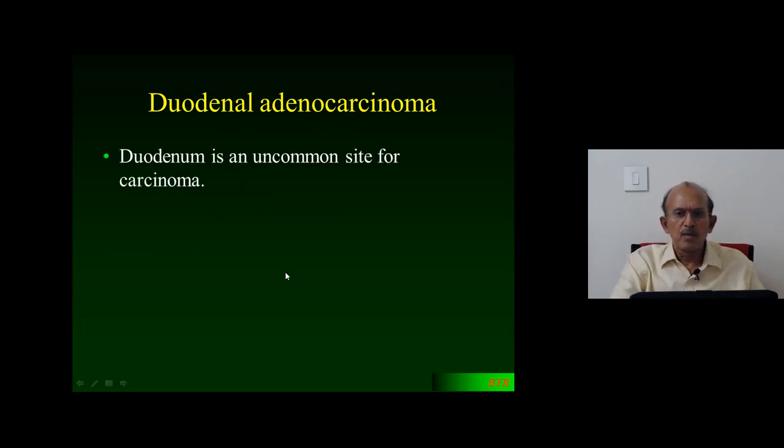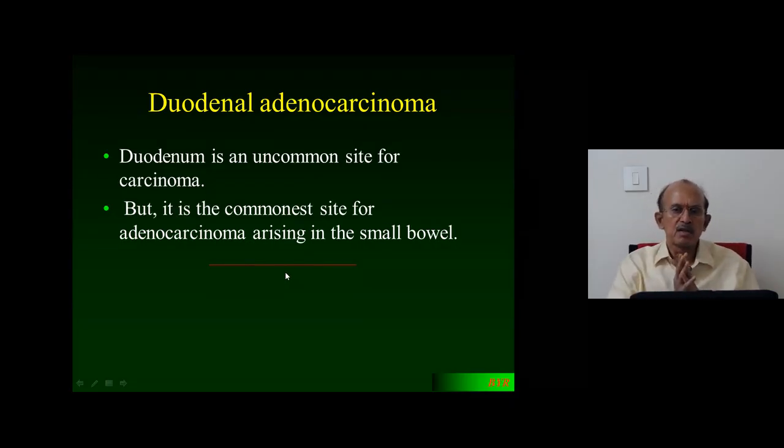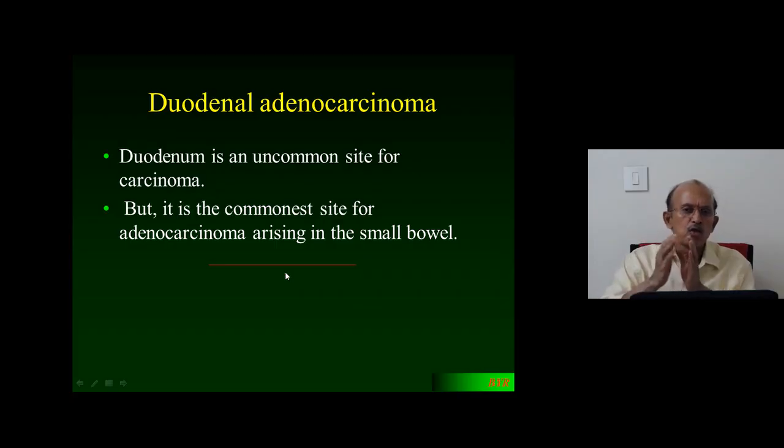Duodenal adenocarcinoma is an uncommon site for carcinoma, but it's the commonest site for adenocarcinoma arising in the small bowel. When you look at tumors of the stomach, the pyloric canal growth for example, the tumor spreads proximally and the tumor spreads distally. How far? Only up to the pylorus. Beyond the pylorus, it won't go into the duodenum. Why? The reason is not known. The duodenum is relatively immune to neoplastic infiltration and neoplastic occurrence.